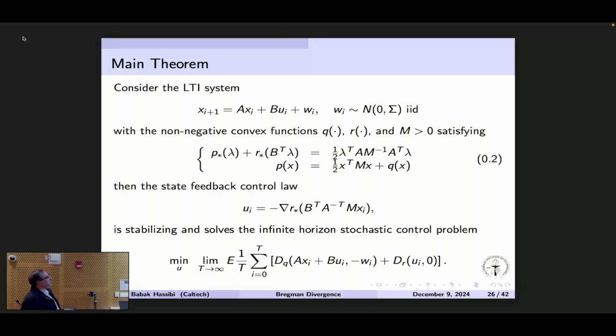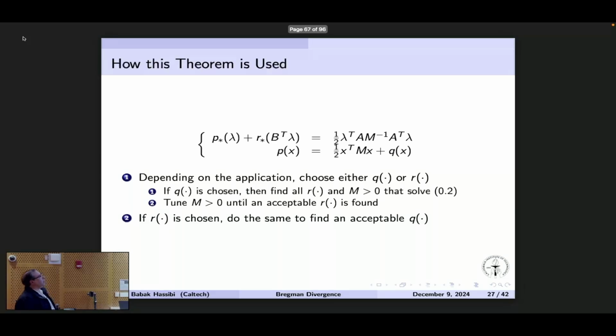Okay, so here's the main theorem. Here's your system. If you find convex functions Q, R and a positive M that satisfy this equation, this is like the Hamilton-Jacobi equation, this was the definition of P, then this state feedback control law, which I described, is the solution to this optimal control problem, the infinite horizon problem where my costs were Bregman divergences. This is the claim. And as I said, the way we use this theorem is, depending on the application, you have freedom to choose either Q or R. I'll give you many examples.